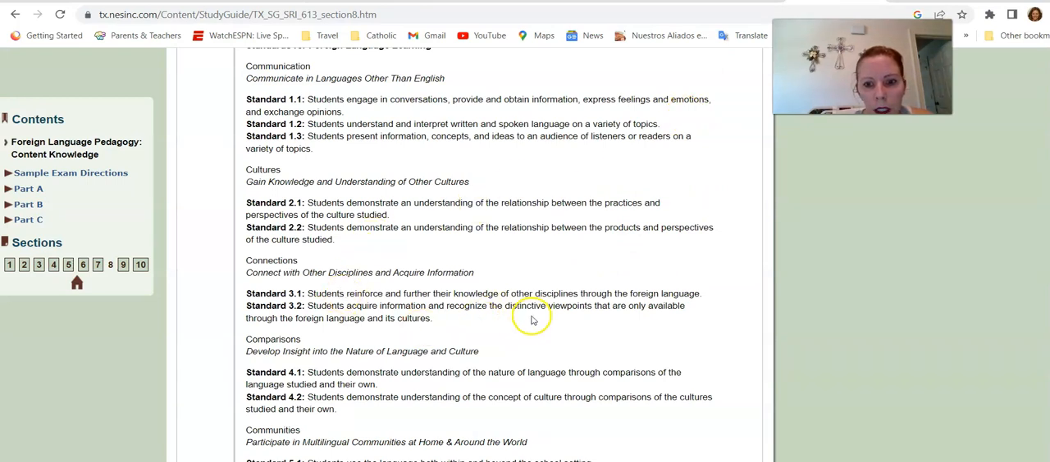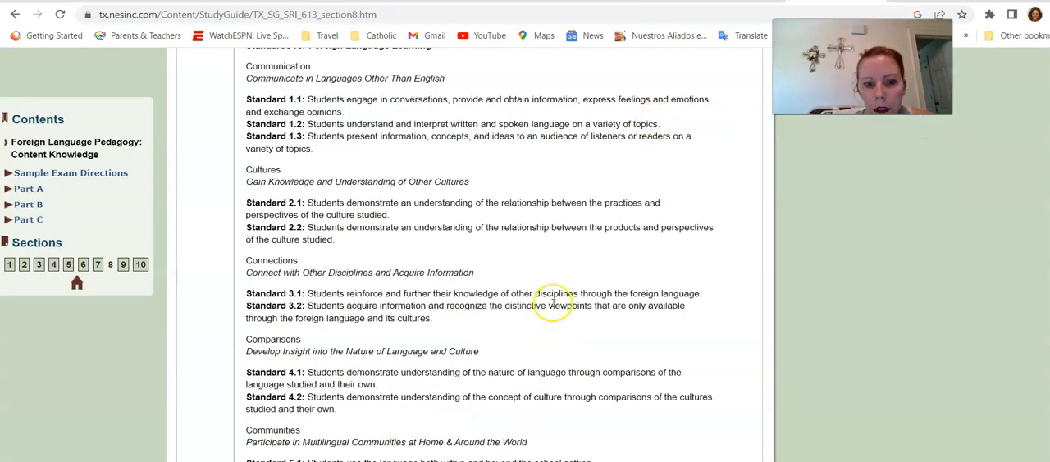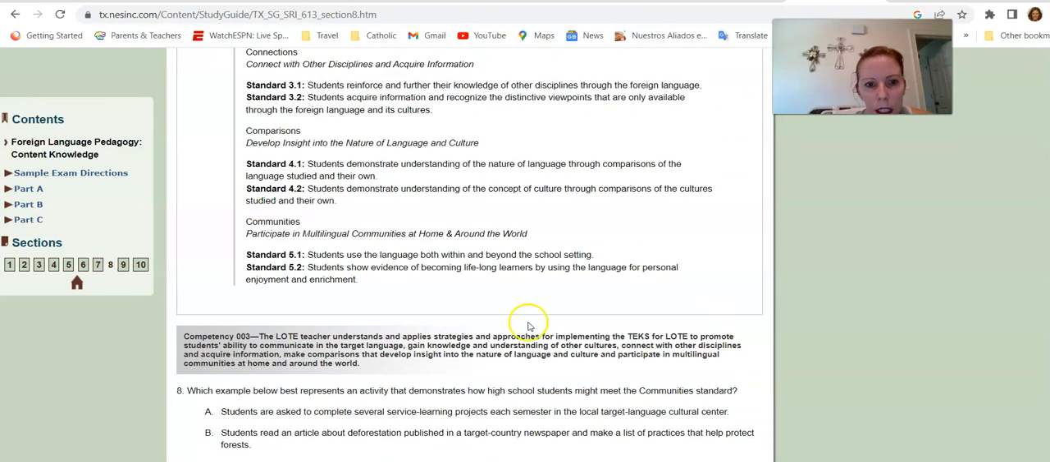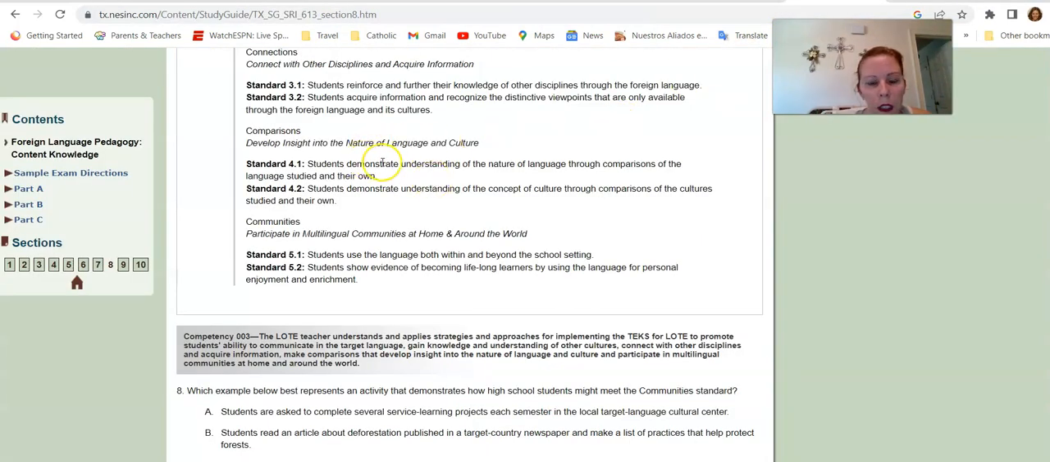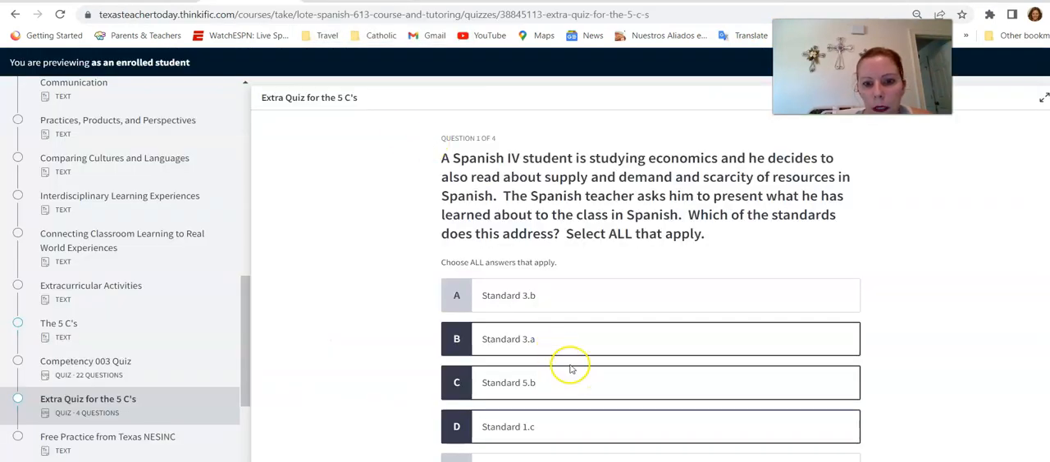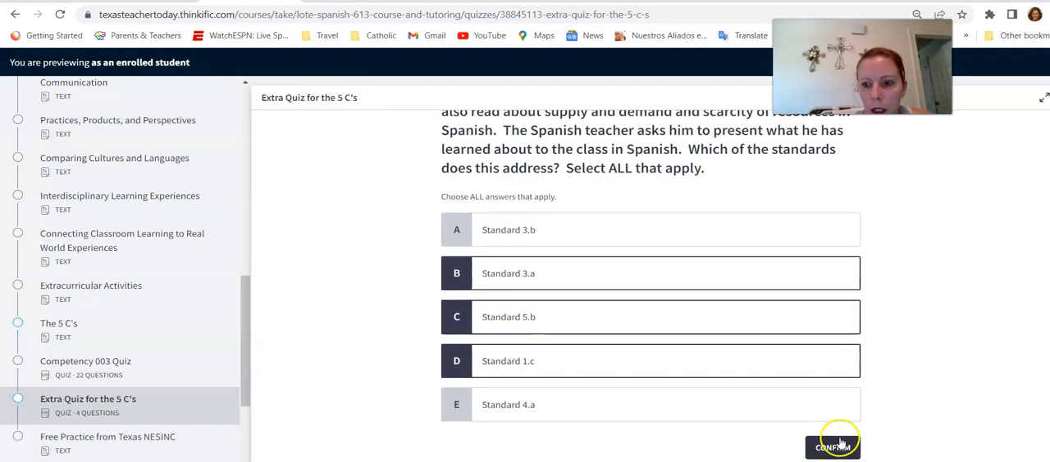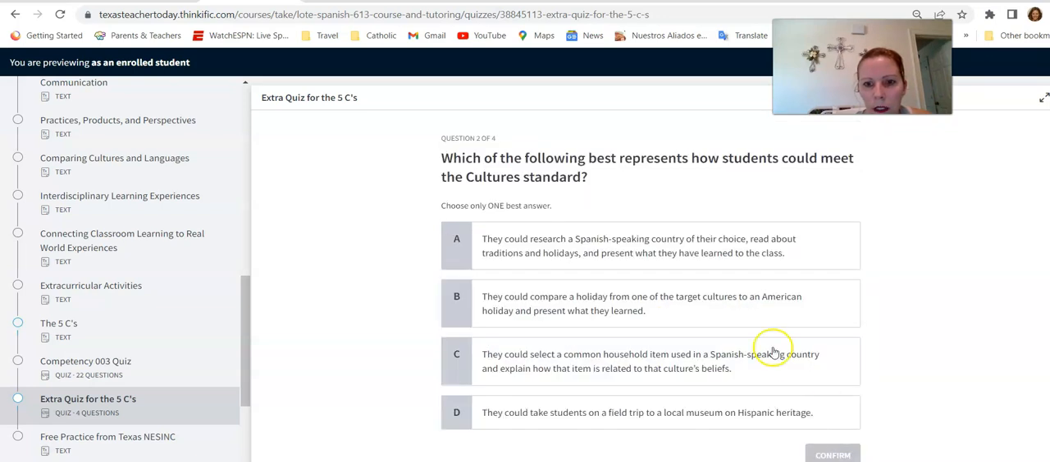3.2, distinctive viewpoints that are only available through the foreign language, that's not distinct, so it's not 3.2. 5.2, oh, we do have 5.2 on there. I didn't see that one till now. That's why you always look at all of them. They show evidence of becoming lifelong learners by using the language for personal enjoyment. It is 5.2. 5.B, we already said it was 1.C, presentational. Let's look at 4.A, 4.1. Comparing the language in their own. No, he's not comparing the language. So it's going to be B, C, and D. So if you take my course, you'll get lots of questions and chances to practice this.